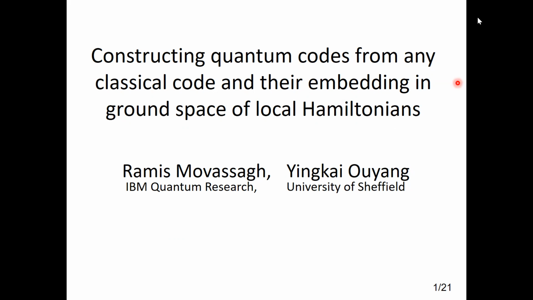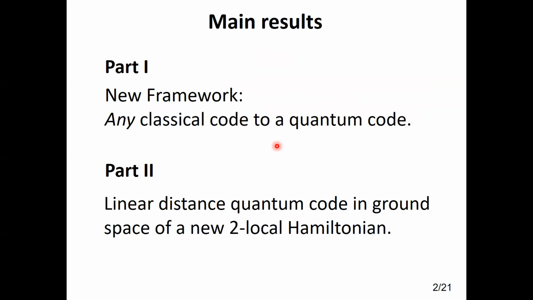Thank you, David, for the introduction, and thank you all for tuning in to this virtual QIP. I'd like to tell you about my work on constructing quantum codes from any classical code and embedding them in the ground space of local Hamiltonians, which is joint work with Ramis. This talk can be divided into two parts. The first part introduces a new framework that takes any classical code to a quantum code. In the second part, we're going to introduce linear distance quantum codes in the ground space of a new two-local Hamiltonian.